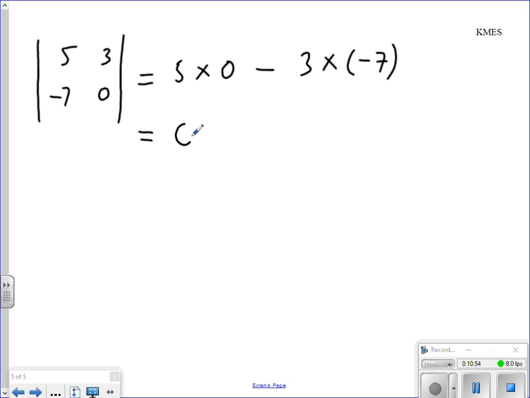So 5 into 0 will give us 0. Minus multiplied by minus here will give us plus. 3 multiplied by 7 will give us 21. So 0 plus 21, that will be 21. Take a pause here. Write down the sum and we'll meet again afterwards.